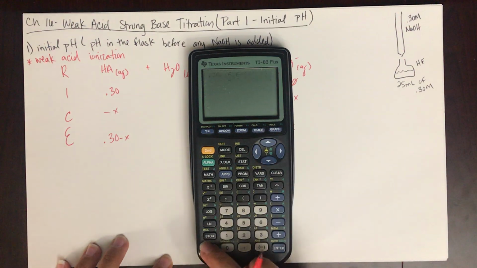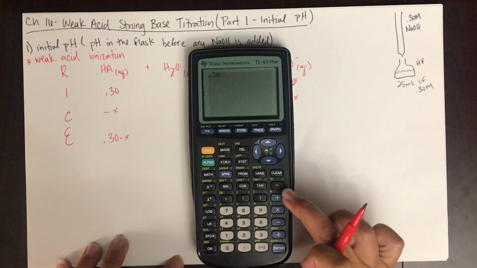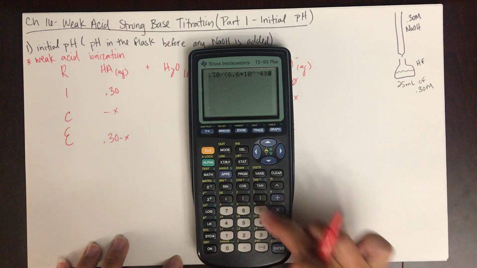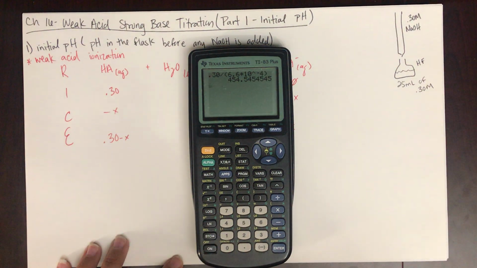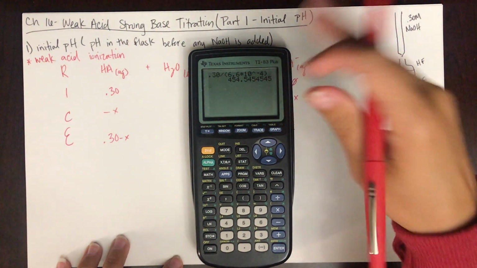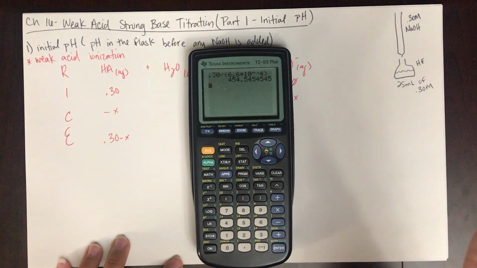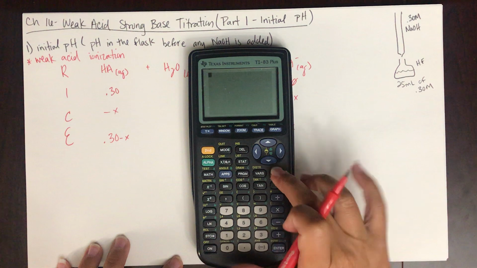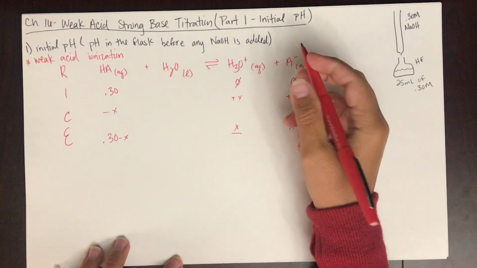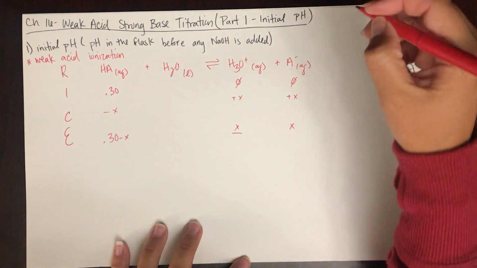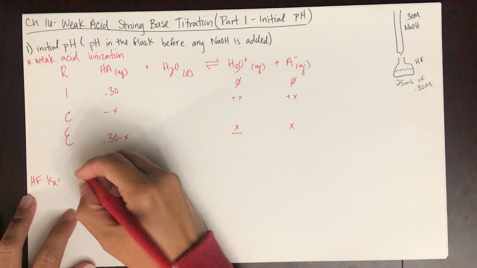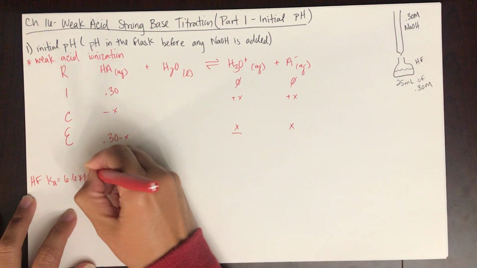You'll see that if you do the calculation, 0.30 divided by 6.6 times 10 to the negative 4th, which is the Ka of hydrofluoric acid that was given previously, it's not quite 500. So let's just assume x is negligible and then see if it makes a difference. If it does, we can always go back and do the quadratic formula, but let's just assume x is negligible for now. Also remember the Ka of hydrofluoric acid was given in the previous lecture, 6.6 times 10 to the negative fourth.